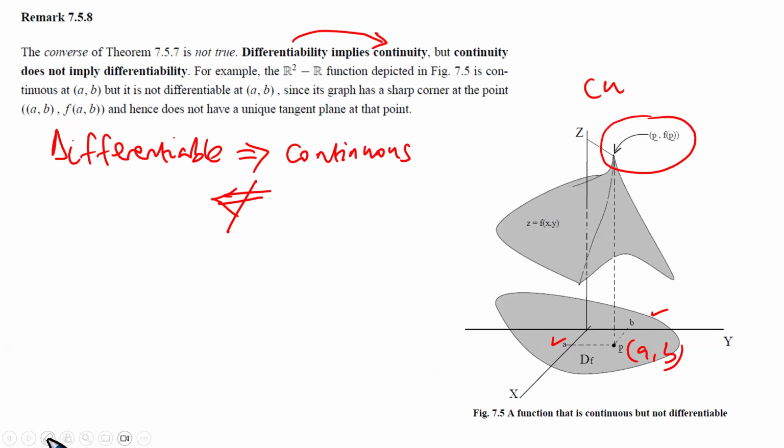Because we have a cusp, and a cusp is a characteristic of a function that shows that the function has a sharp vertex at the point, and hence does not have a unique tangent plane at that point. There is no way you can claim that you have a unique tangent plane because the point is sharp, and tangents in mathematics are defined for smooth functions. Then you can have a tangent.